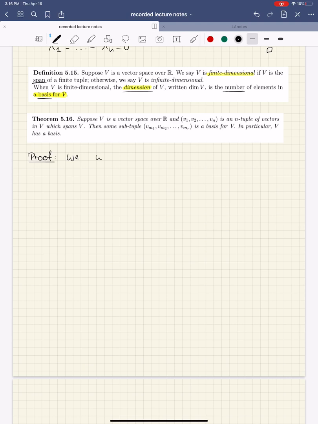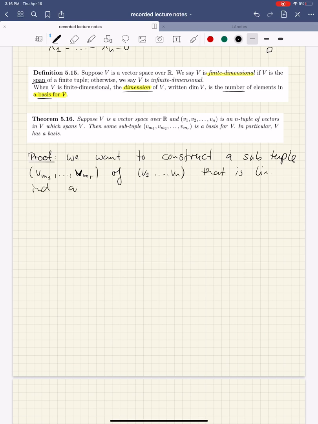So we want to construct a subtuple, let me give it a name, Vm1 all the way up to Vmr, V, not W, of V1 through Vn, that is linearly independent and maximal with this property.